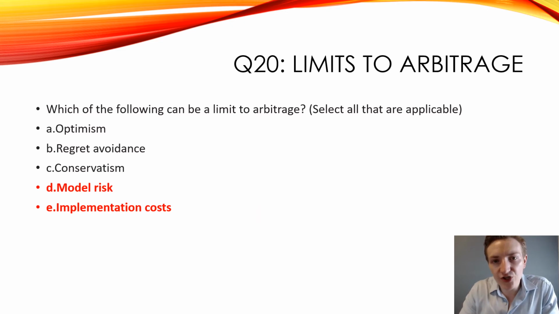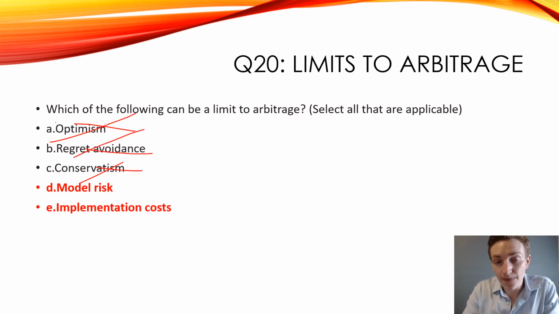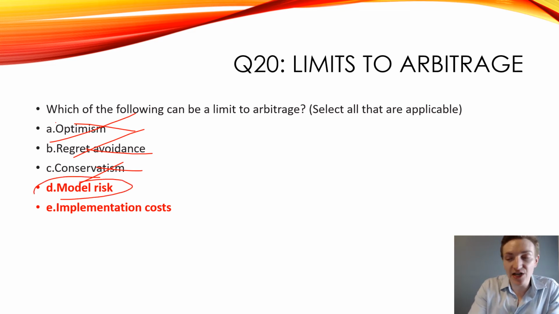In this particular question, we're asked about limits to arbitrage. It asks which of the following could be a limit to arbitrage, and to select which ones are correct. So optimism is not a limit, that's just a behavioral bias. Dread avoidance, behavioral bias. Conservatism, behavioral bias. Now model risk can be a limit to arbitrage.